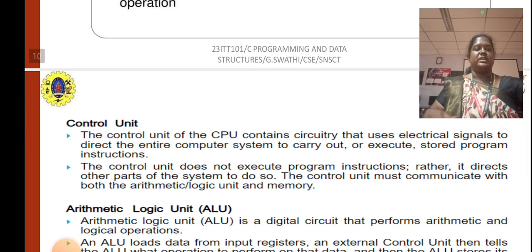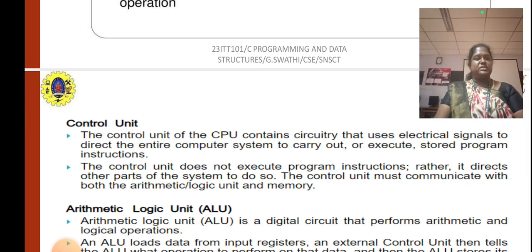The control unit of the CPU contains circuitry that uses electrical signals to direct the entire computer system to carry out or execute stored program instructions, etc. The control unit does not execute program instructions, rather it directs other parts of the system to do so. The central control unit must communicate with both the arithmetic logic unit and memory.